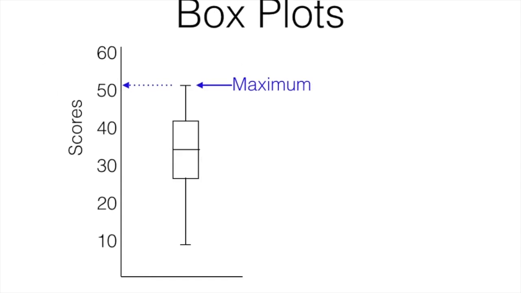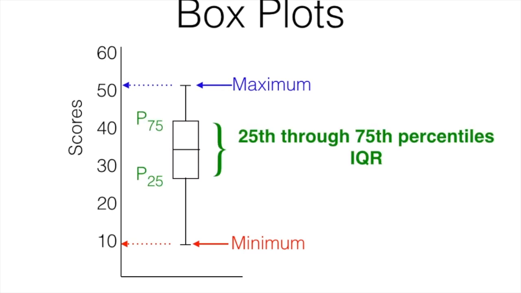In research, we often present variability with a graphic known as a box plot, called a box from its distinctive shape. The box plot shows you the maximum of the range, in this case probably about 52. It also shows you the minimum, in this case about 10.